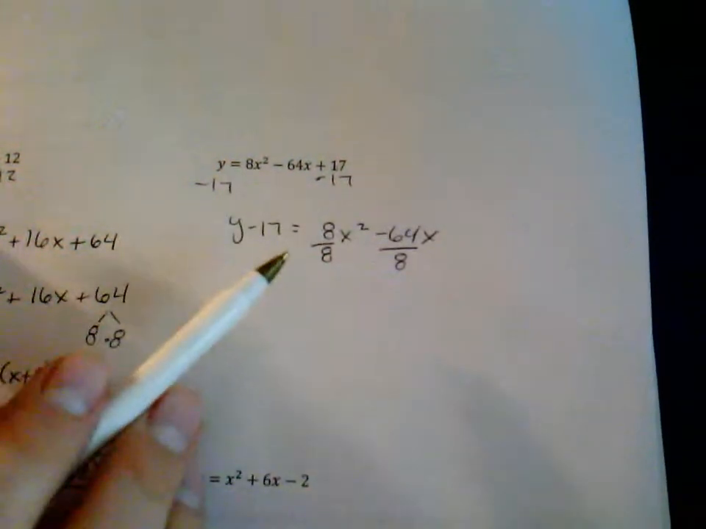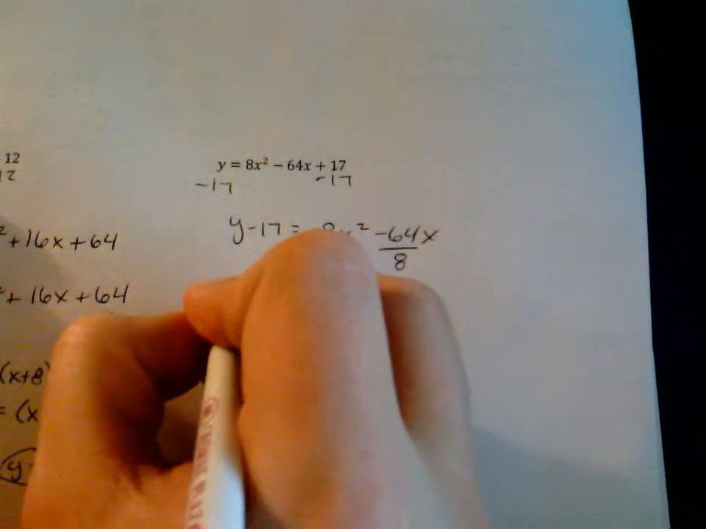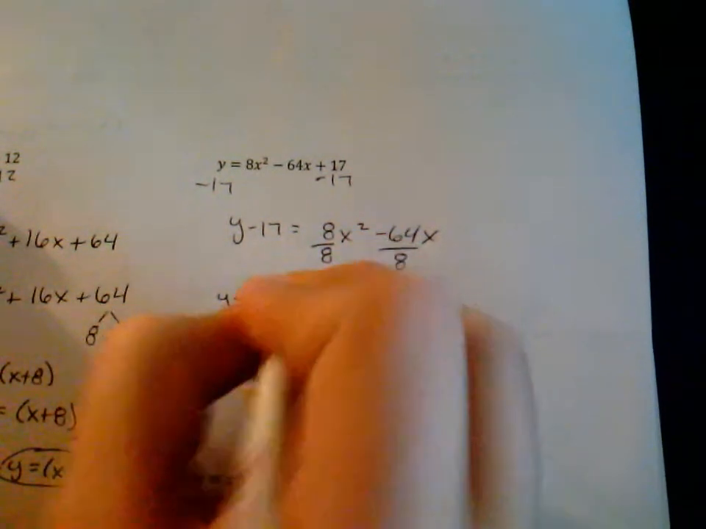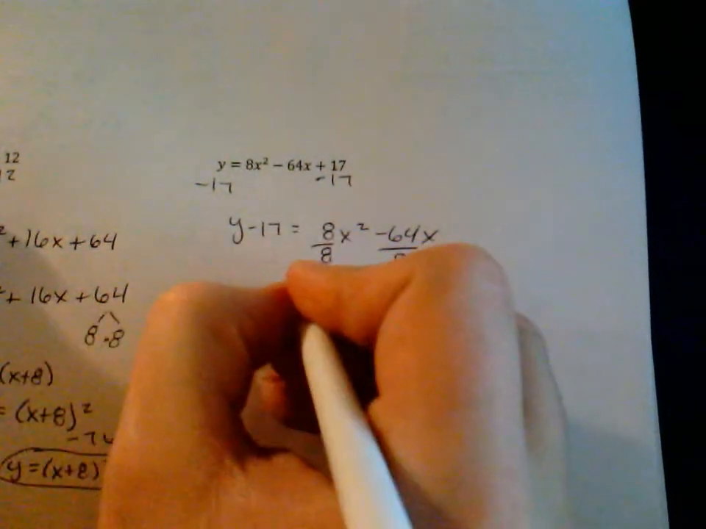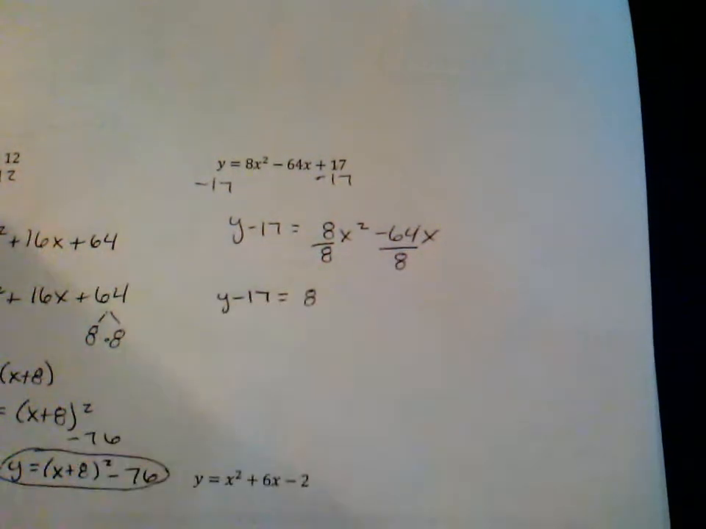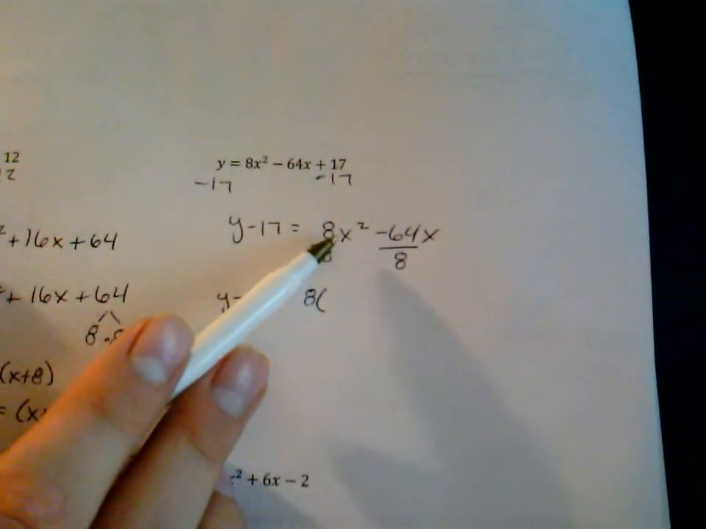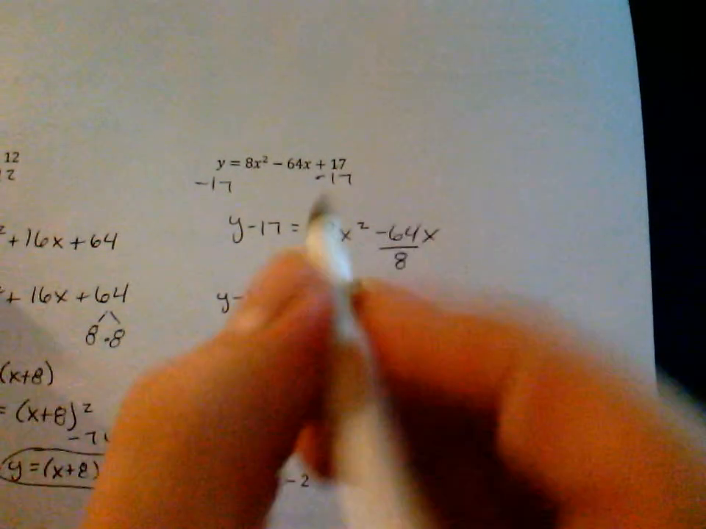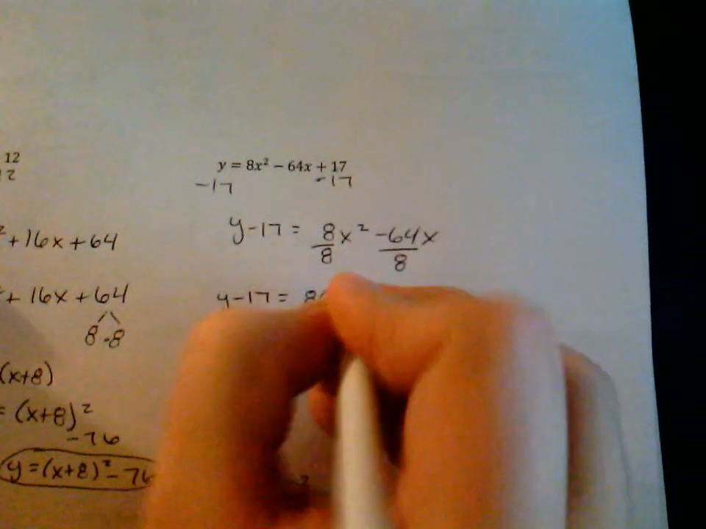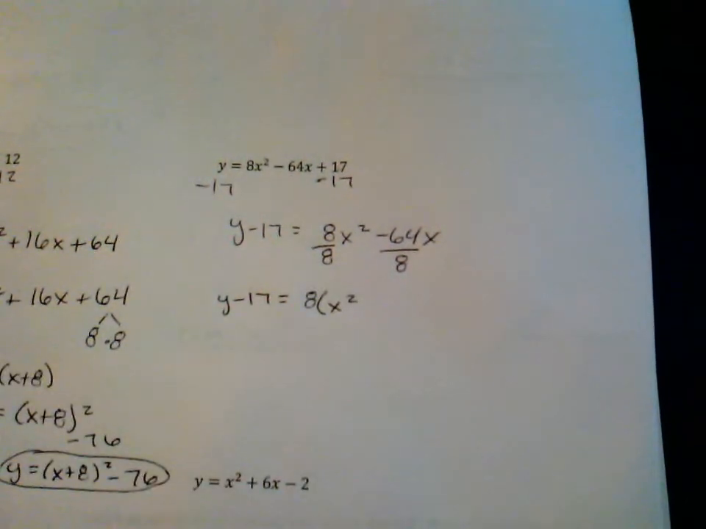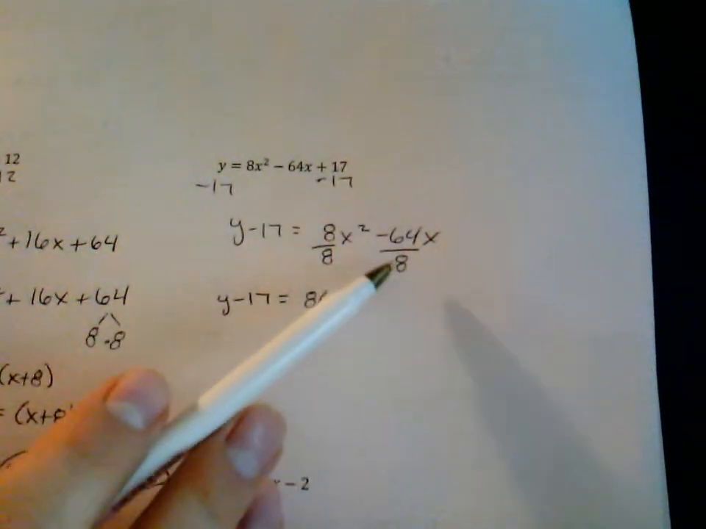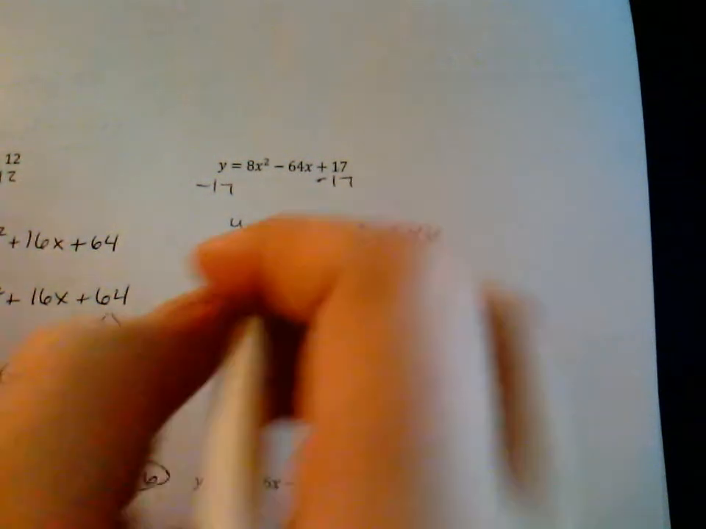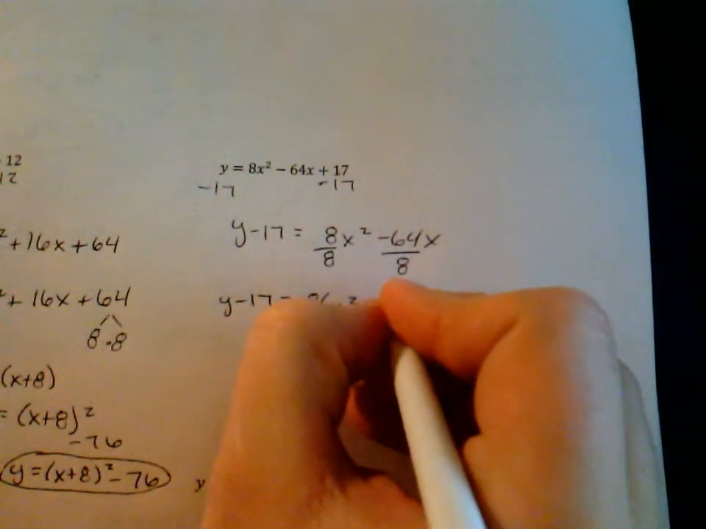So it becomes y minus 17. Since we didn't divide both sides by 8, we have to just bring the 8 in front of a parenthesis. First we look at 8 divided by 8 gives us 1, so we're just going to write x squared. The next thing we're going to do is take negative 64 divided by 8. Well, that gives us negative 8x.